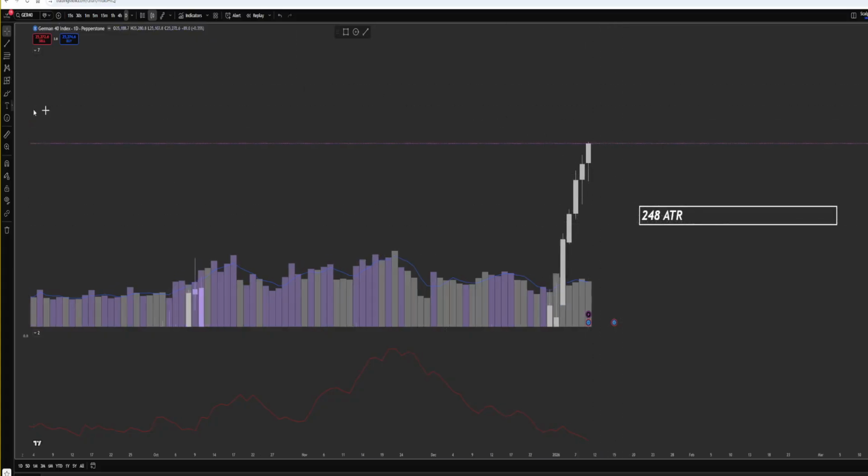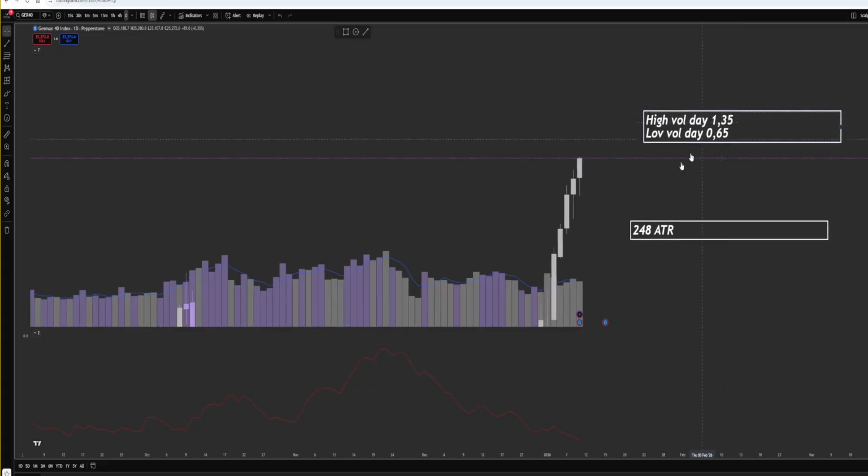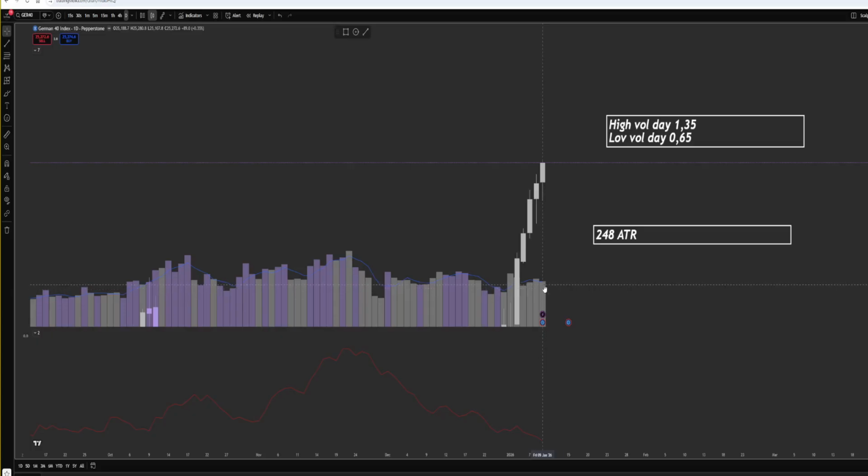And we are multiplying high volume days with 1.35, low volume days with 0.65. Okay, so this can be both, or both high volume. It depends on how you want it.